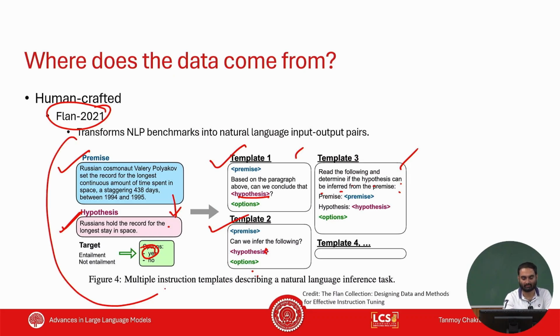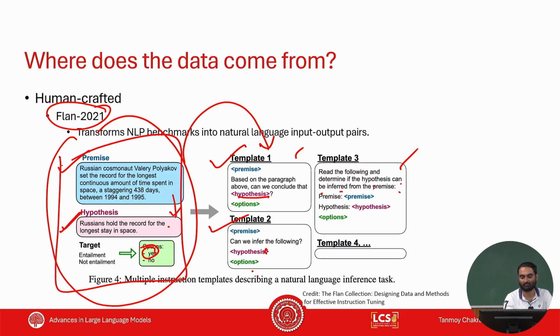And then you convert such a dataset to an instruction fine-tuned dataset. And how do you do that? You can use an LLM to do that. So you give this to the LLM and you ask the LLM to essentially follow the template and generate a question.